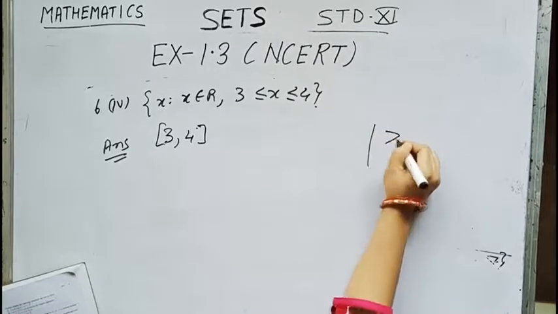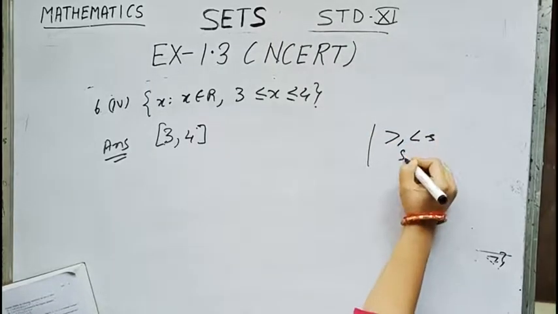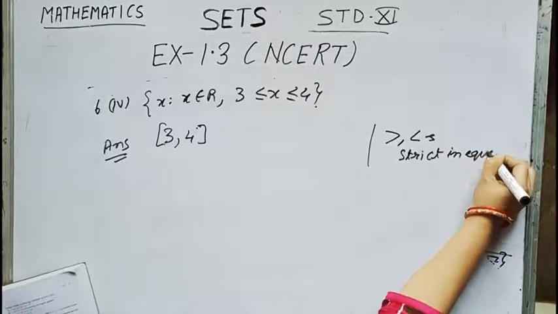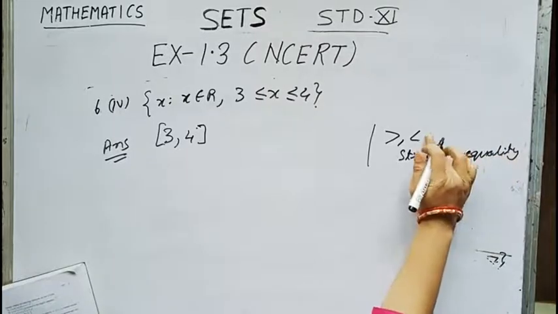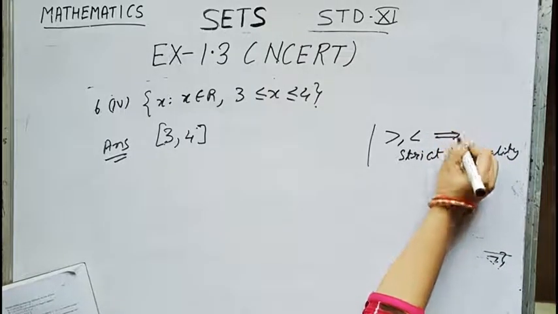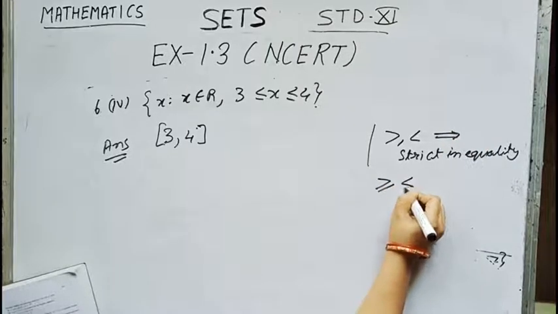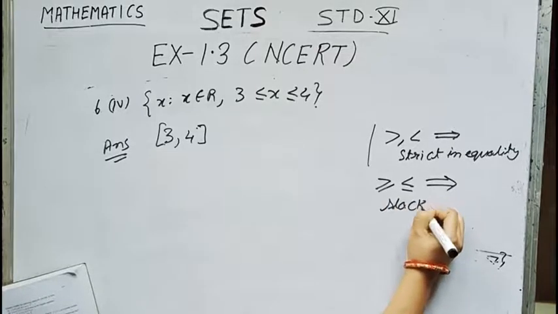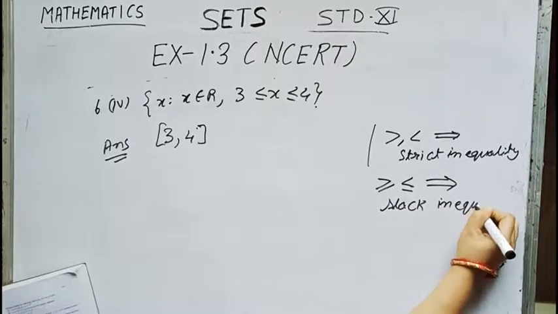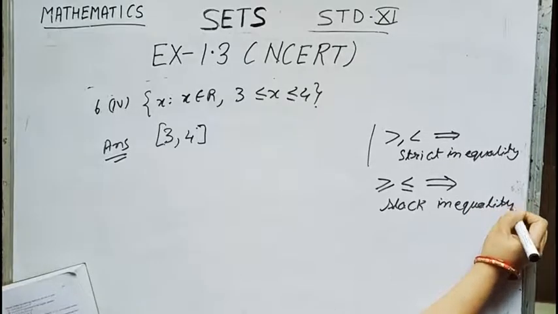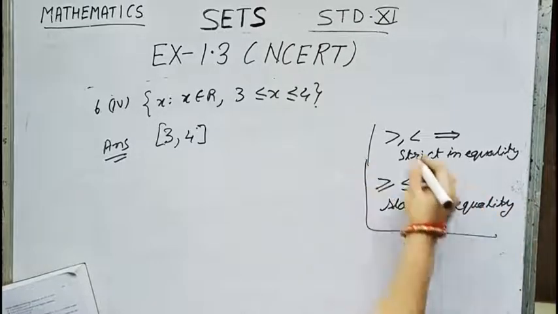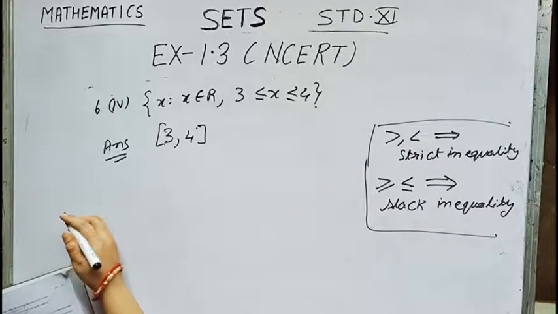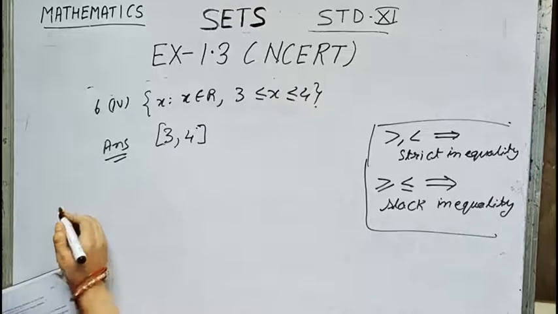Note, you write, this and this are strict inequalities. And greater than or equal to, less than or equal to are called slack inequalities. Keep that in your mind.